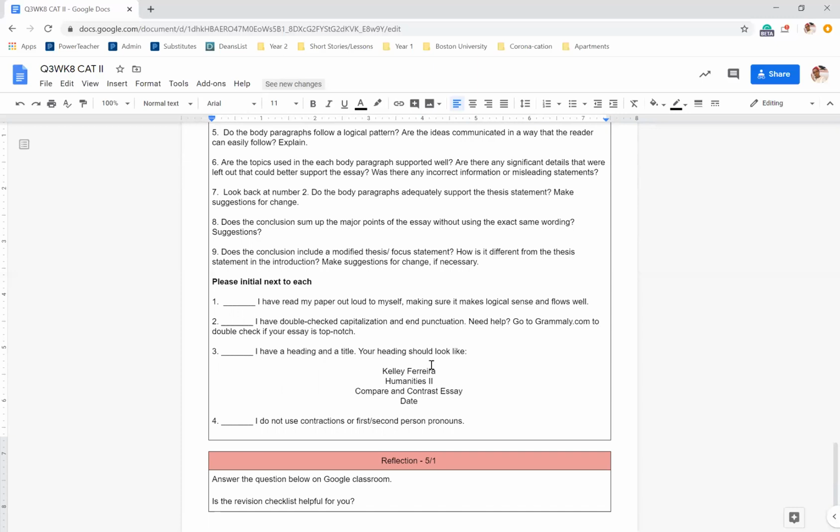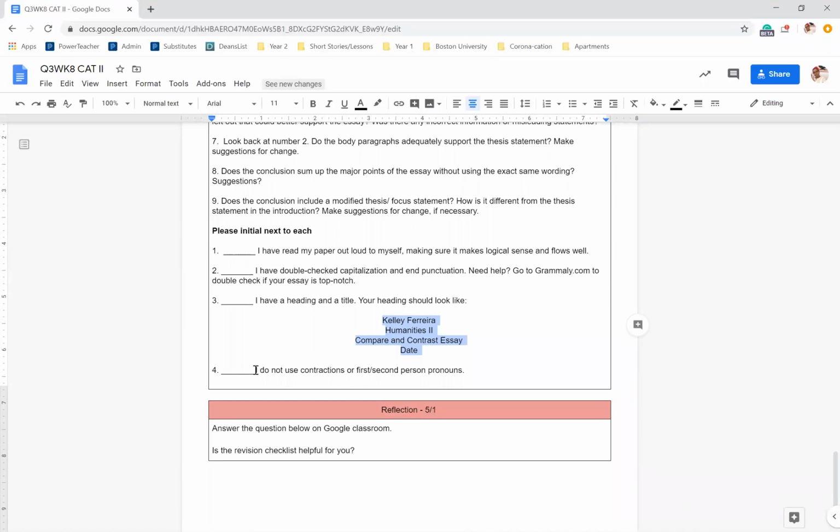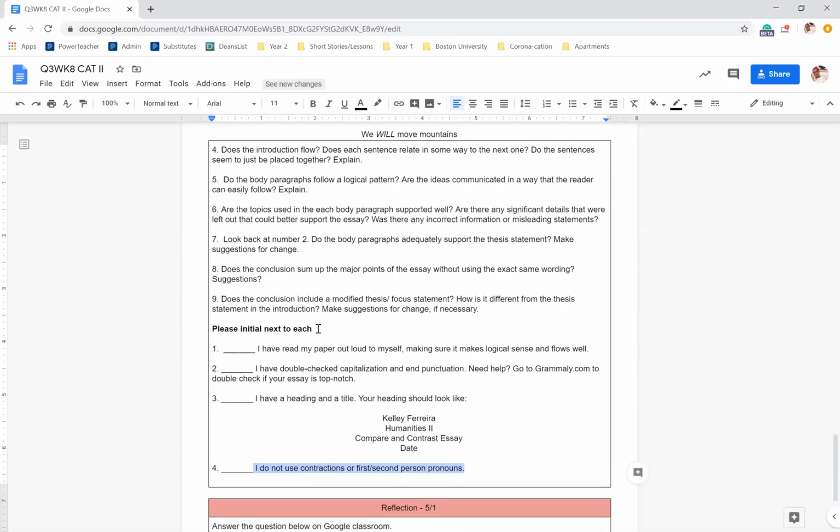Do you have a heading and title? Your heading and title should look something like this. When you go to college, when you go to further your education, it will always require you to have a heading. So please make sure that you do. And last but not least, because this is not the type of essay that requires you to give personal opinions, you will not be using first or second person pronouns. So I believe, me, my. None of those.